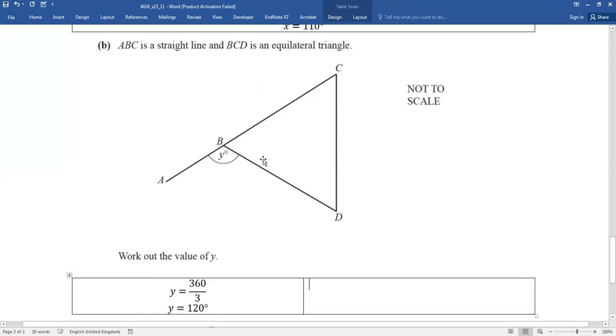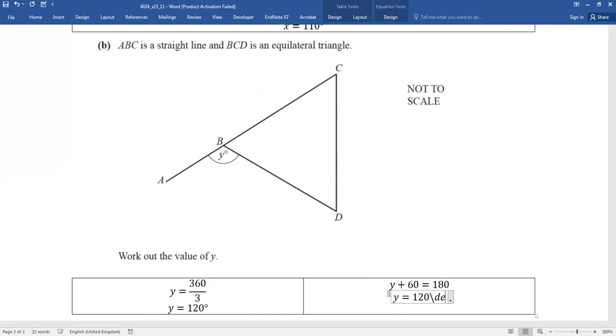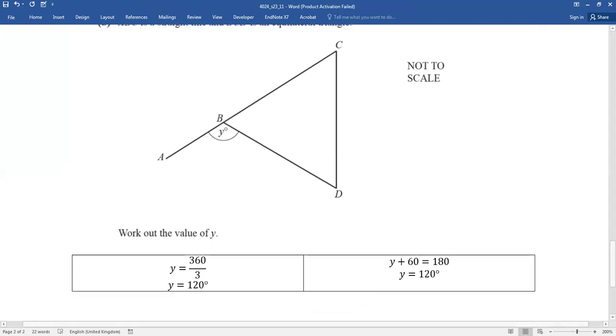Another way to do it, we already know that the interior angle of an equilateral triangle is 60. So we can say y plus 60 is 180 and y is equal to 120 degrees. So these are the two very easy ways of approaching this question.